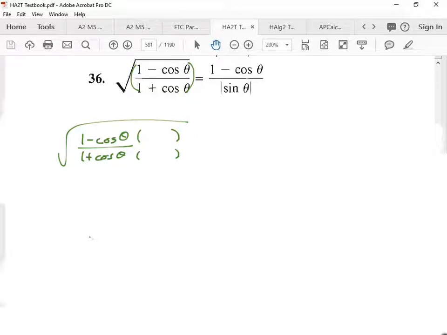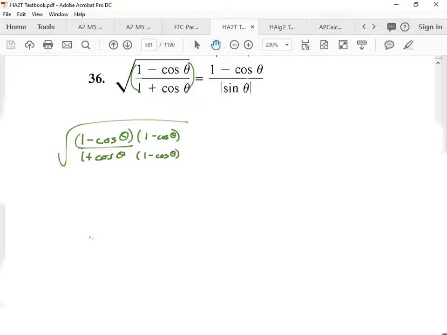Now, you could have said 1 minus cosine theta, or you could have said 1 plus cosine theta. But I'm choosing 1 minus cosine theta, and the reason why I'm choosing that is because I don't like having fractions. And if I try to get rid of my denominator, things might look prettier later down the line. I don't know. Okay, so let's just try it and see what happens.